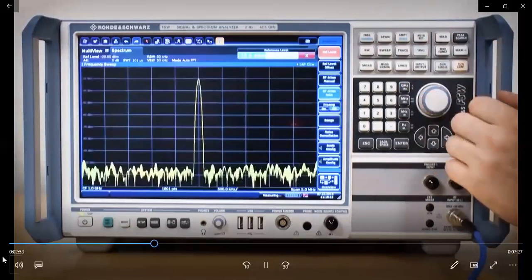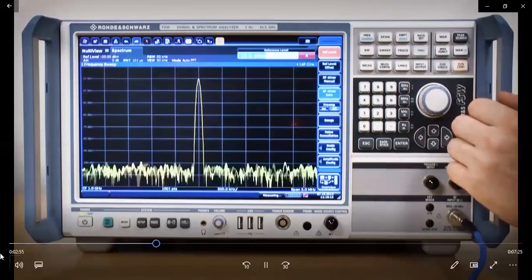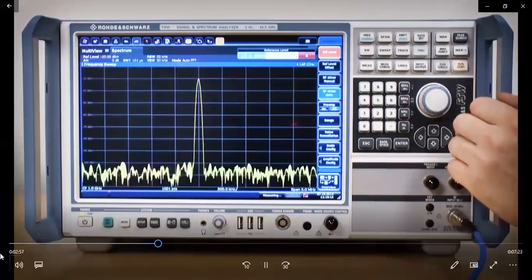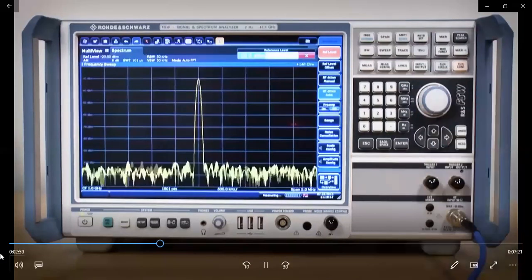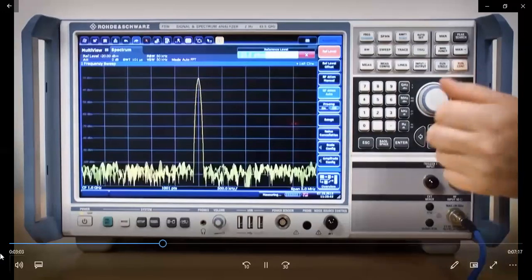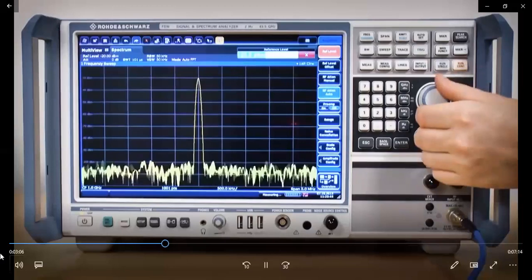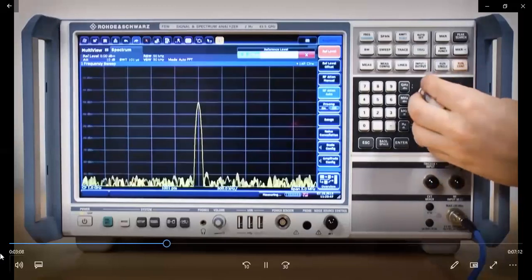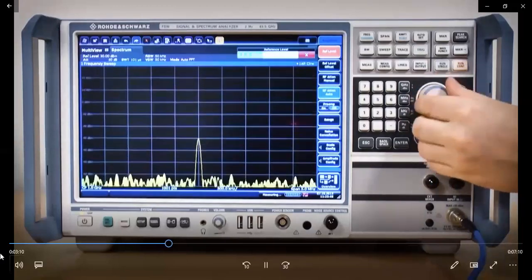These days, modern analyzers combine the two intelligently, so that it's just a matter of adjusting the reference level to place the signal with the peak towards the top of the display as shown. If you reduce the reference level too much, then the signal starts to disappear into the noise, so it's important to get it into the right region.